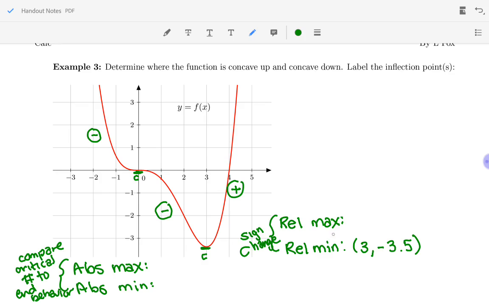So then as far as relative max, we had two critical numbers. One was a relative min, and the other one was neither. So there must not be a relative max for this graph. There's no critical number that goes from increasing to decreasing. So there's just none for that.